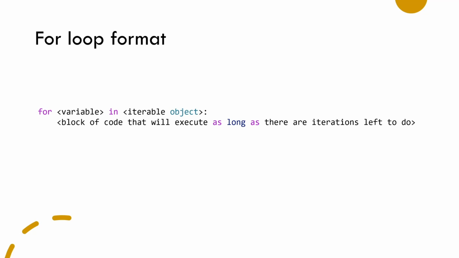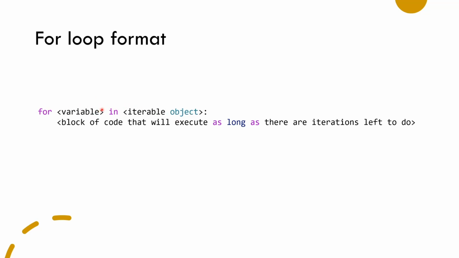Alright, so this is the for loop format. Let's just go through it piece by piece. Let me get the laser pointer out. First you have the for keyword, like while loops and if statements. You have to write what it is first. And then we have a variable. Whatever you end up putting here, this variable will hold the value of each individual piece of the iterable object you end up using.